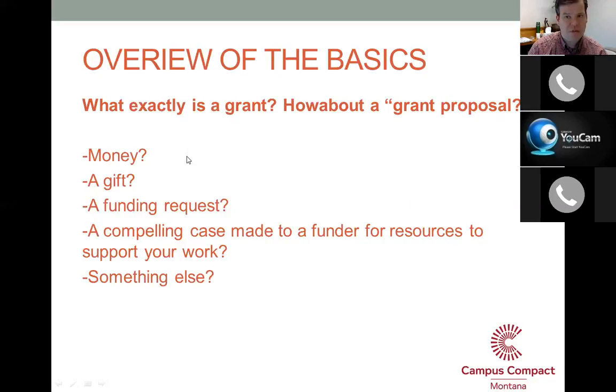A grant is different from a grant proposal. A grant is kind of what you're aiming for. It's your goal. You want to get funding to support some kind of a project. A grant proposal is your vehicle to get there. So this is your narrative, your budget, your attachments, your case that you make for funding the project that you've put together. So that's some basics. I imagine this is already understood, so we'll move it along here.